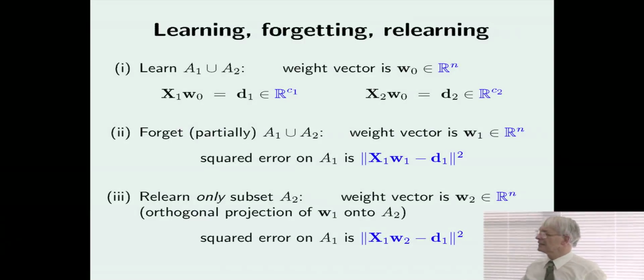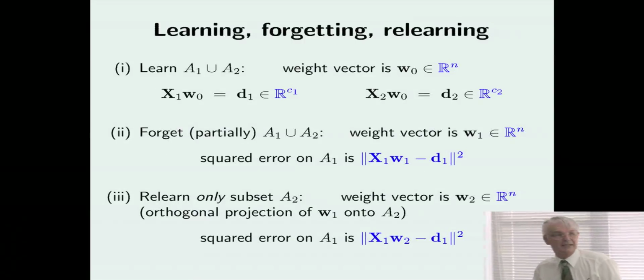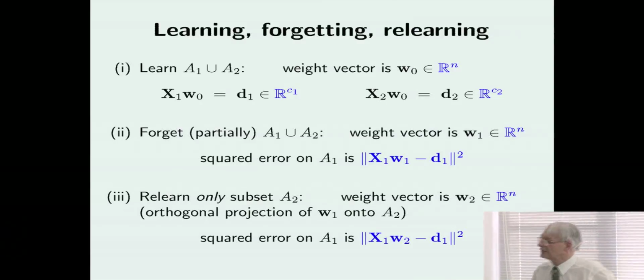The second stage is that there will be forgetting of A1 and A2. And by forgetting, this is just partial forgetting. It needn't be forgetting everything, but not everything will be remembered. So that changes the weight vector, changes the state of the artificial neural network. And so now we look at x1 acting on w1 minus d1, that is non-zero. So we look at its squared length and think of that as the squared error.